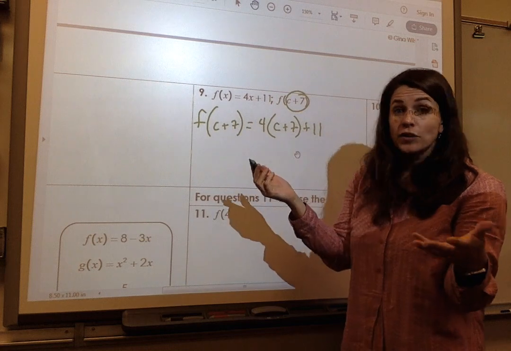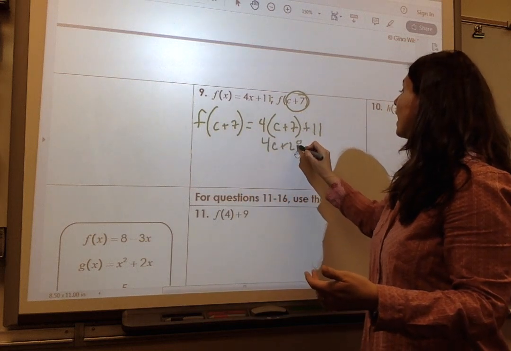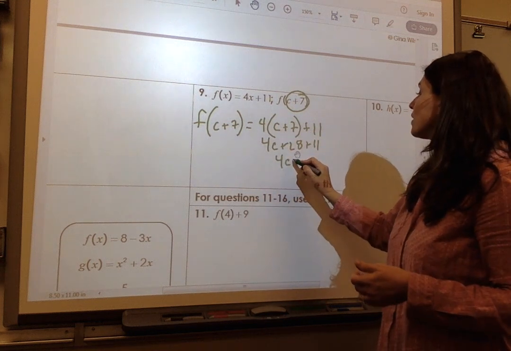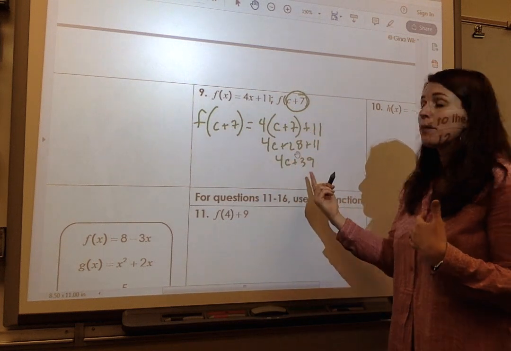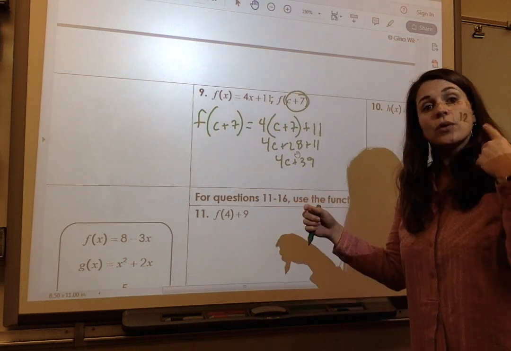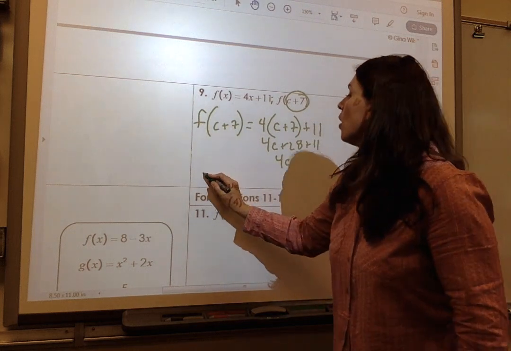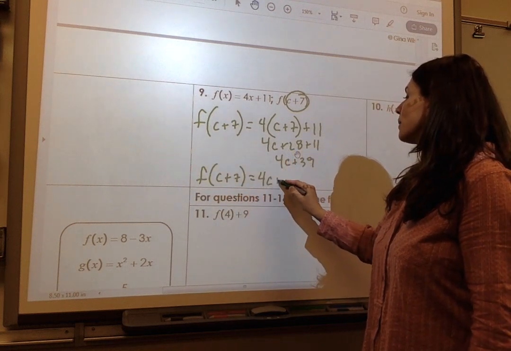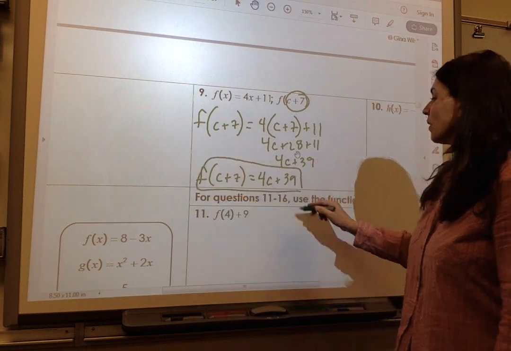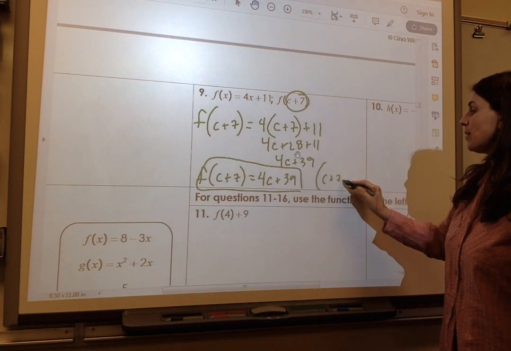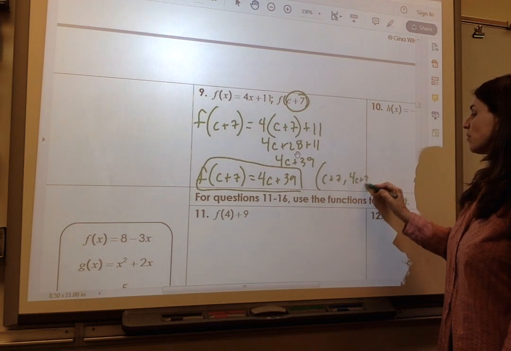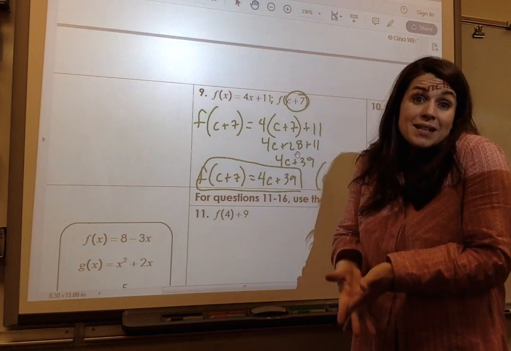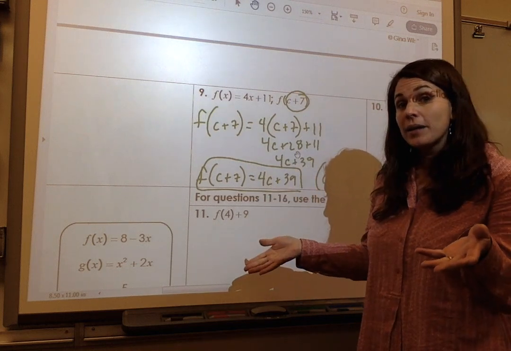And so now I have to distribute. I get 4c plus 28 plus 11, and I'm just going to simplify this expression, and I get 4c plus 39. I can't simplify anymore. That's as simple as I can get it. So how do I write my answer? Well, same way. When my input is c plus 7, my output is 4c plus 39. Or as an ordered pair, when my input is c plus 7, my output is 4c plus 39. The basic information remains the same. I just evaluate it a little bit differently.